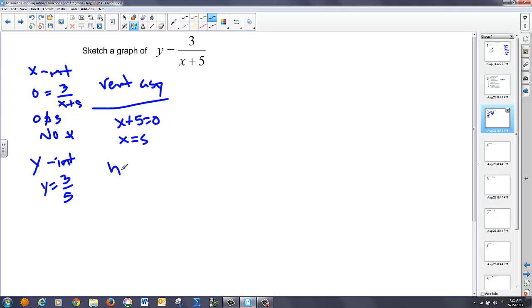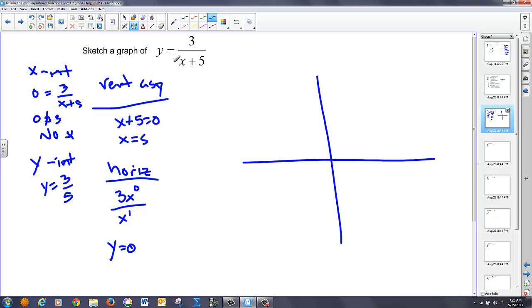And in the horizontal, we look at degrees of the numerator. And actually in the numerator, I have 3x to the 0, even though you don't see x to the 0. And in the bottom, I have x to the first. Degree of the numerator less than the degree of the denominator, so y equals 0 is my horizontal.